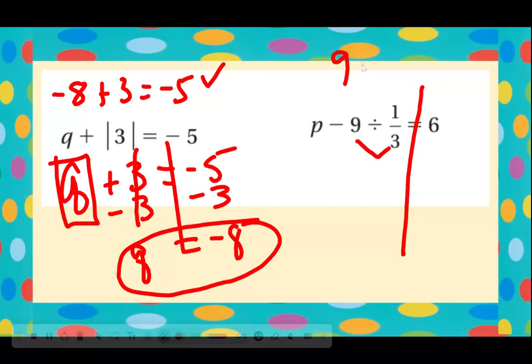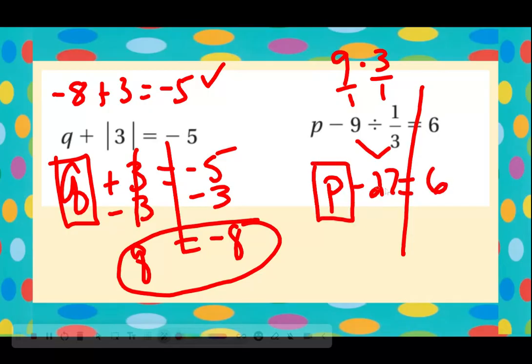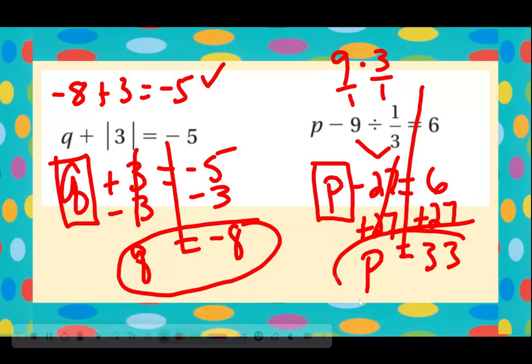Okay, the next problem, I can simplify first. So what's 9 times 3 over 1? Well, 9 times 3 is 27. So p minus 27 equals 6. Isolate the variable. The opposite of negative 27 is positive 27. So we're just left with p. What you do on one side, you do to the other. So 27 plus 6 equals 33. Okay, so let's substitute it in. We did 9 divided by 1/3 already. We got 27. So does 33 minus 27 equal 6? Yes, it does. So p equals 33. Great job.